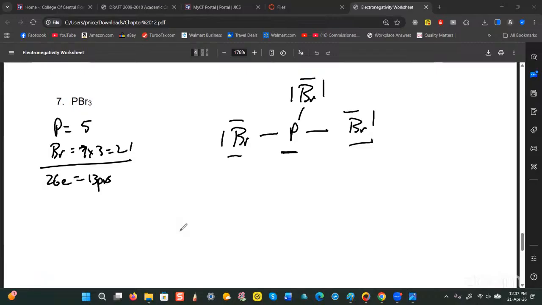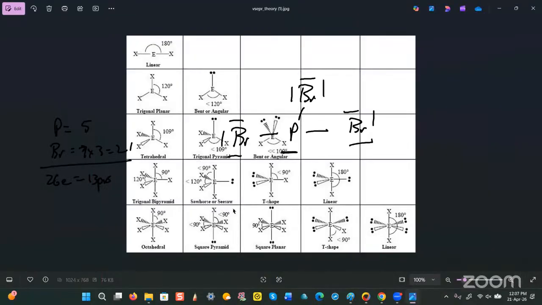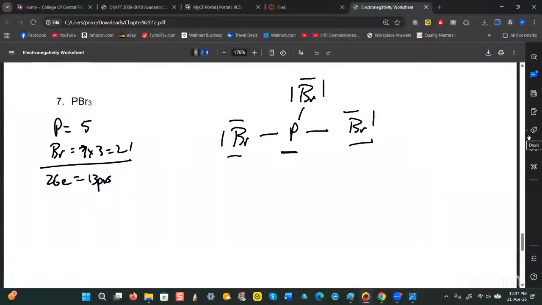What's the next step? The geometry. So here we have a central atom bonded to 3 other atoms and a lone pair. So let me bring up that chart again. Which one of these fit that arrangement? Trigonal pyramid. Exactly. That will be this one right here. So the shape or the geometry will be trigonal pyramid.